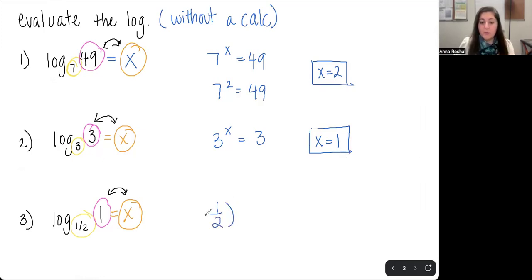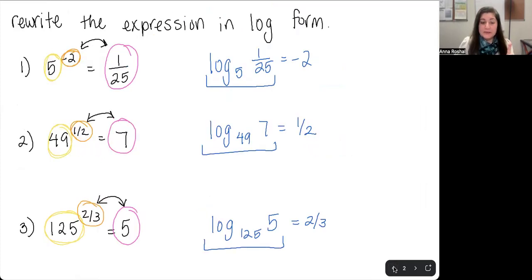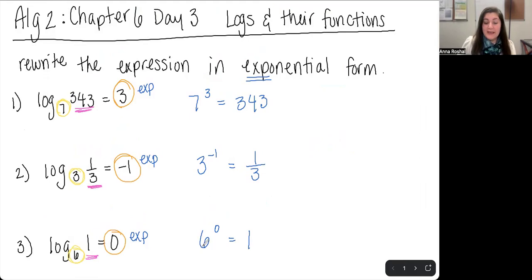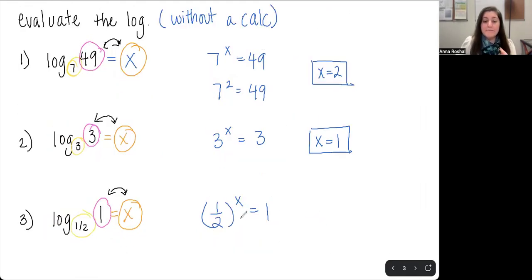Okay, then I have 1/2 to the x power is 1. Now in the previous page, we said that anything to the 0 power is going to be 1. That must mean that this is x to the 0 power, or x is the 0th power.